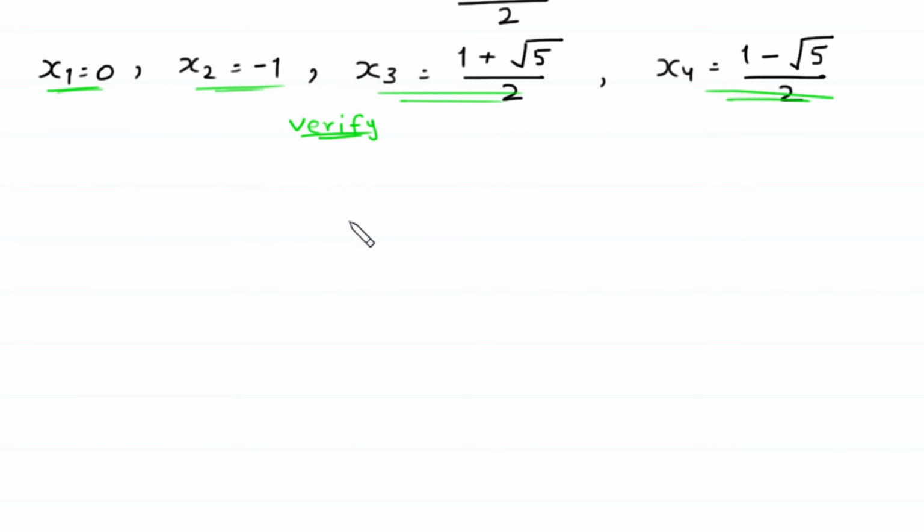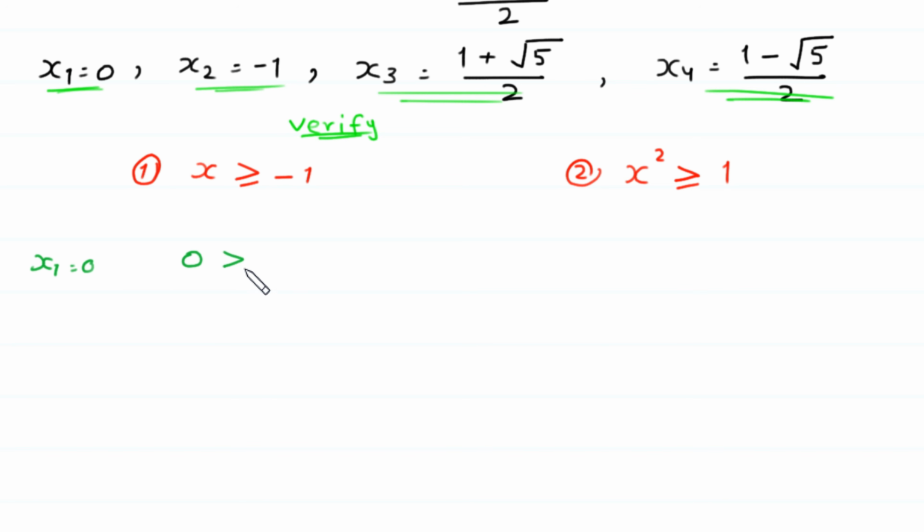Condition 1 is x must be greater than or equal to negative 1, and condition 2 is x squared must be greater than or equal to 1. We use these two inequalities to check the solutions of this equation. First we check this value, x1, that is 0. We put in this condition the value of x is 0.